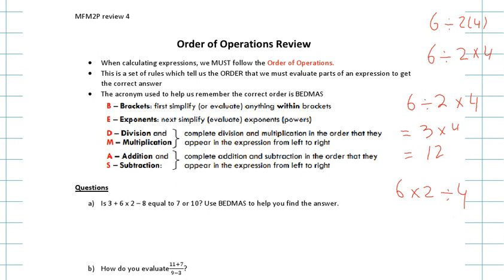When it comes to which one I do first, division or multiplication, as you read it, as you see it, you answer it. So 6 times 2 is 12, divided by 4, that is 3, because multiplication is coming before division. Good. Now, addition and subtraction come last. So the last thing you want to do, after you simplify everything else, is add and subtract your terms. Okay? So let's look into a question.